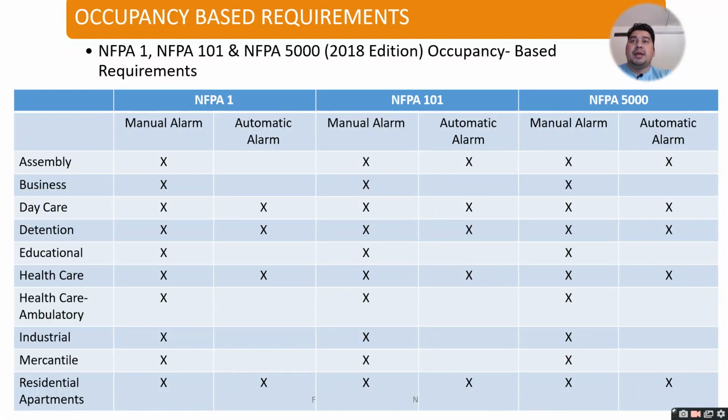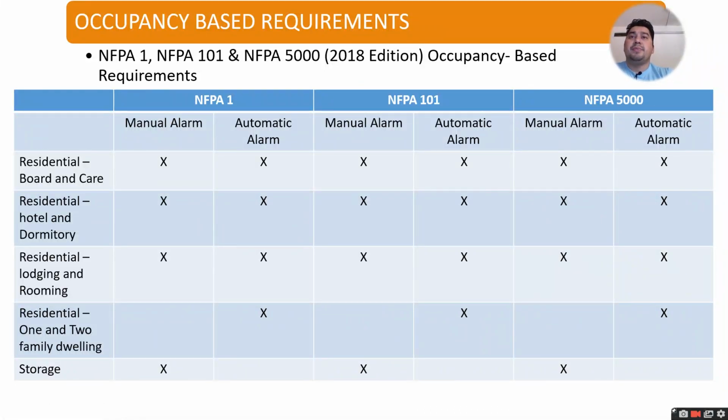Occupancy-based requirements, NFPA 1, NFPA 101, and NFPA 5000 2018 edition. Now for assembly, manual alarm is required as per NFPA 1 and NFPA 5000; automatic alarm is not required. Yes, it is required. There are certain requirements as per NFPA 1, 101 and 5000. All these requirements are listed here that you can go through.